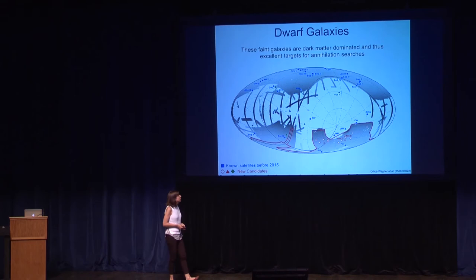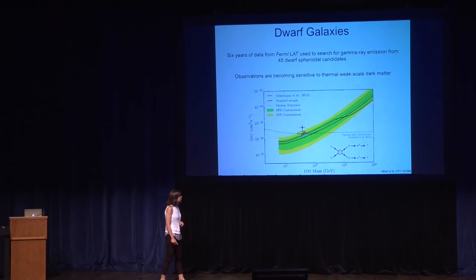And so these are results from the Fermi collaboration. They're the tightest limits that we have on dark matter.